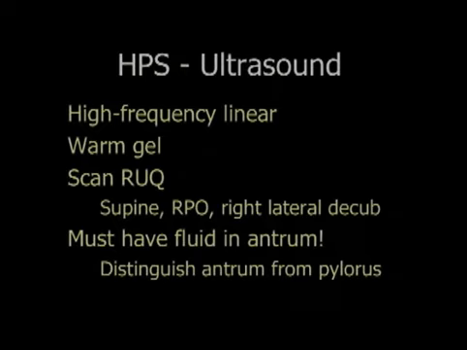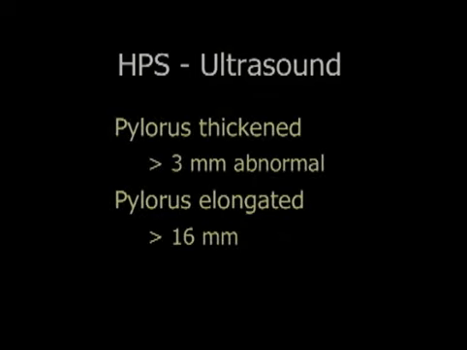To do an ultrasound for pyloric stenosis, you want to use a high-frequency linear transducer as preferable, warm gel just for patient comfort and cooperation, and you're going to scan the right upper quadrant. And somewhere between the supine and a full right lateral decubitus position, you're going to be able to lay out the pyloric channel, whether it's normal or abnormal. You have to have fluid in the antrum, and I'll show you pictures of that because that helps to distinguish the antrum from the pyloric channel.